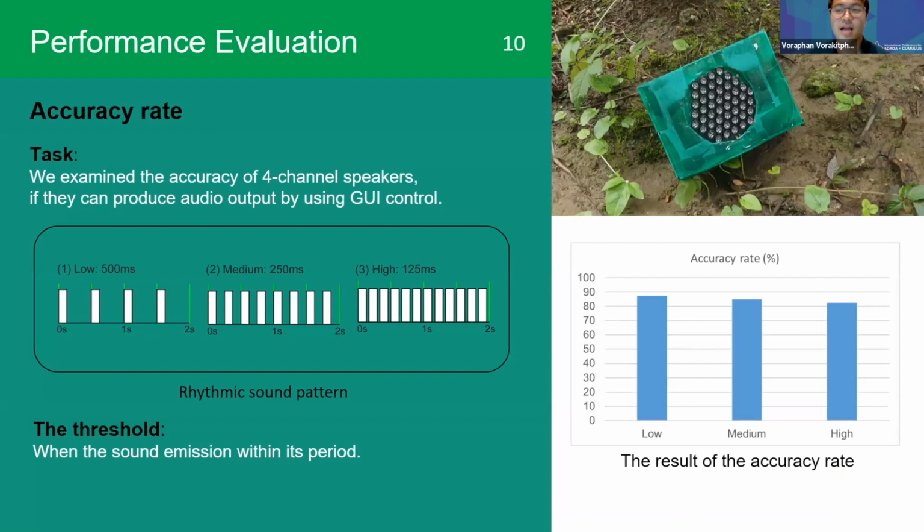And then for the performance evaluation, we examine the accuracy rate for the four speaker channels, whether they can produce the audio output using the GUI control. When the sound is emitted within each period of the rhythm, we consider it accurate. So overall, the result indicates that the system works fine, and it can produce the sound sequences and the defined rhythmic sound.